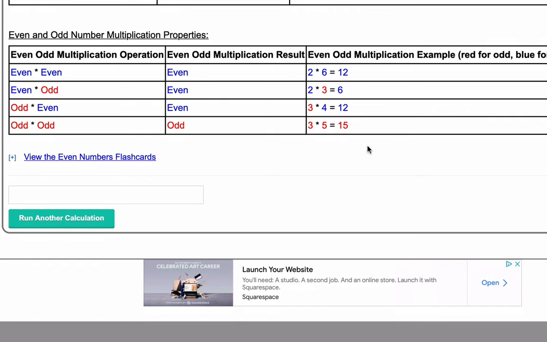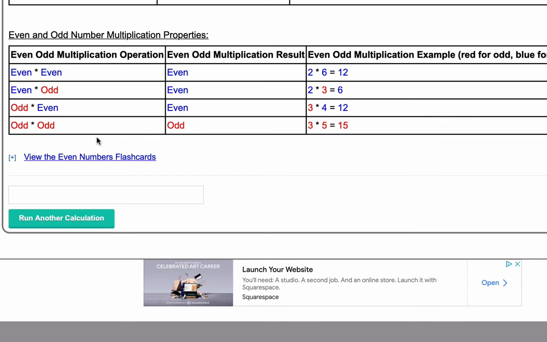Finally, let's walk through some even and odd number multiplication properties. If I multiply two even numbers together, I get an even. As you can see here, 2 times 6 is 12. If I multiply an even by an odd or an odd by an even, we get an even. So 2 times 3 is 6, or if the odd goes first, 3 times 4 is 12. Both result in an even number.